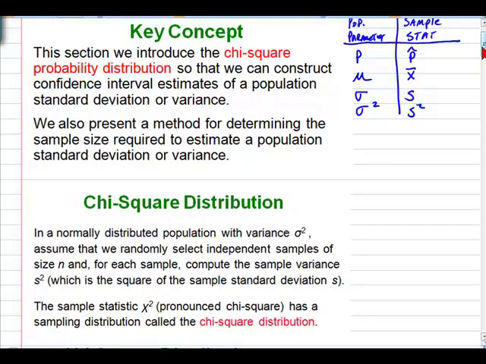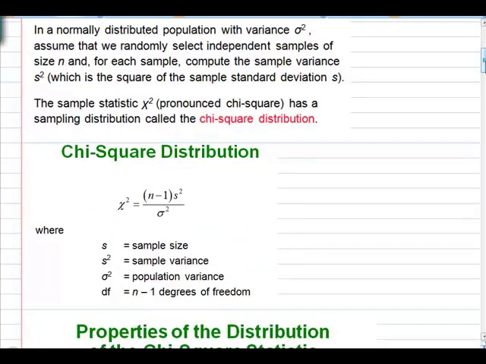We're going to look at a new distribution. We've already looked at the standard normal distribution, a regular normal distribution with parameters mu and sigma, the mean and the standard deviation. And then we looked at a t-distribution that we used when estimating a population mean when the standard deviation was unknown. Now we're going to learn a new distribution, and that's called the chi-squared distribution. In a normally distributed population with a variance of sigma squared, assume that we randomly select independent samples of size n, and for each sample compute the sample variance S squared, which is the square of the sample standard deviation. The sample statistic chi-squared has a sampling distribution called the chi-square distribution.